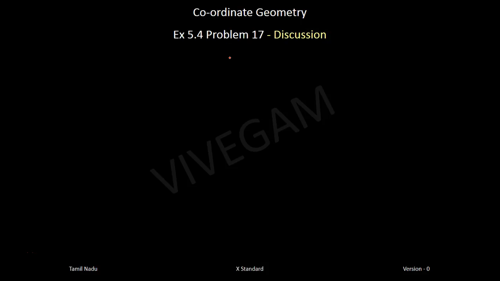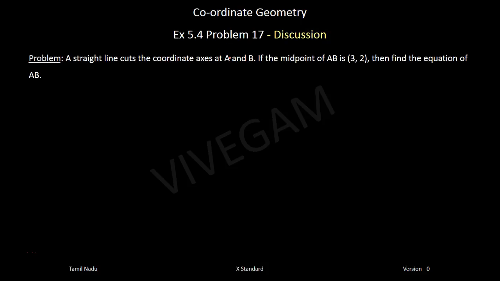Exercise 5.4, problem 17, discussion. A straight line cuts the coordinate axes at A and B. If the midpoint of AB is (3, 2), then find the equation of AB. Okay, let's draw a simple diagram.